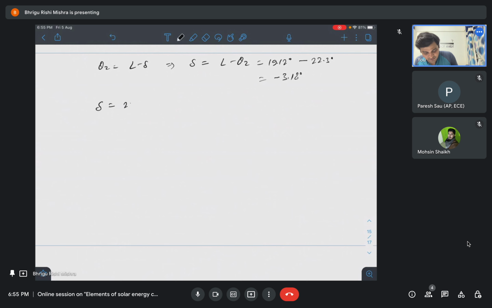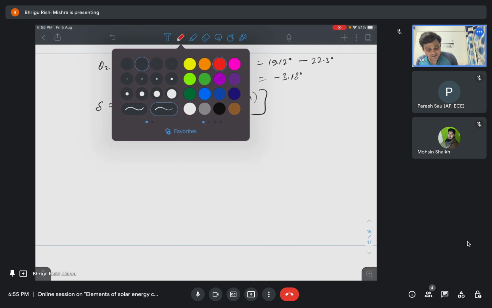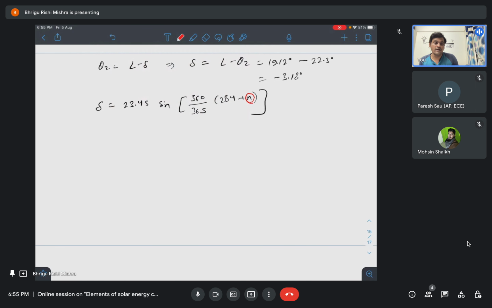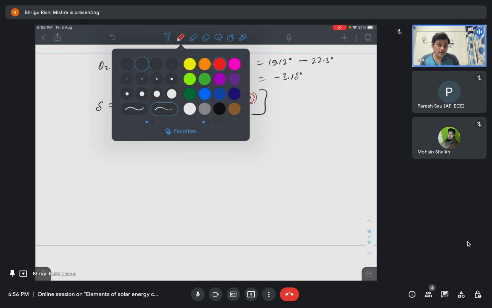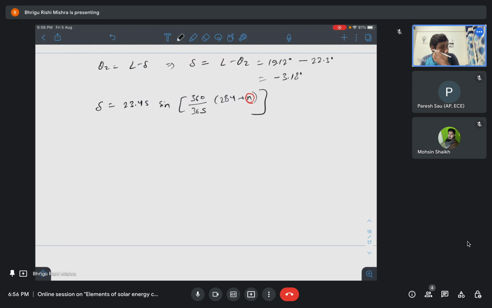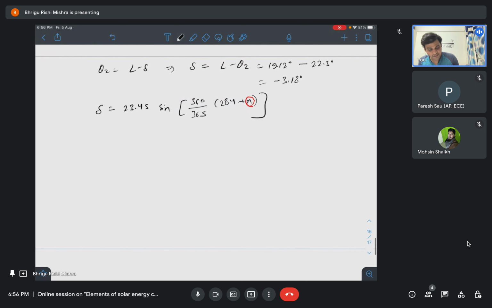Now the formula to calculate the declination angle of any day of the year is given as delta equals 23.45 sine of 360 by 365 times (284 plus n), and we need to calculate this n. This is the n we need to find out for the given zenith angle and the latitude, that is for Mumbai.